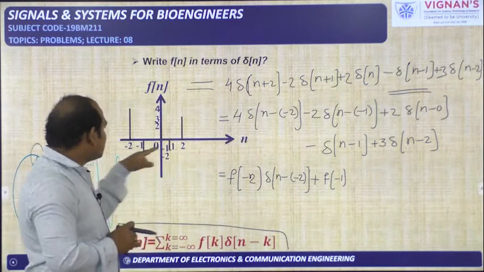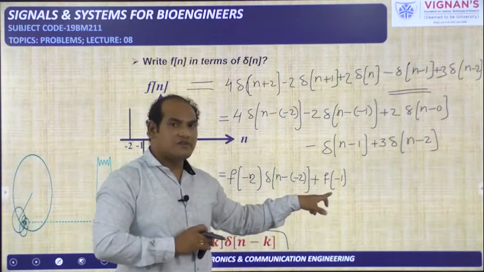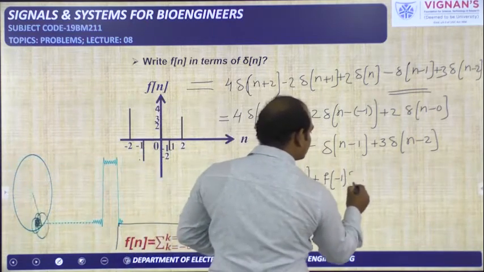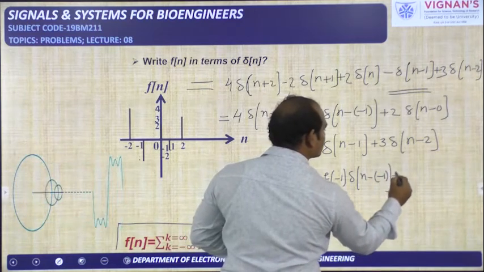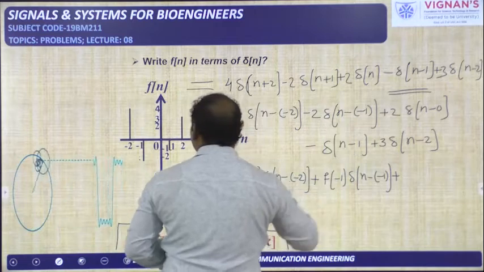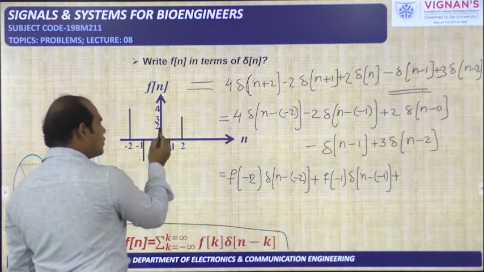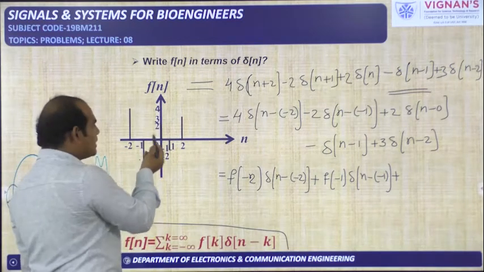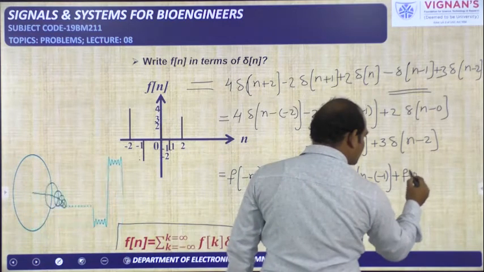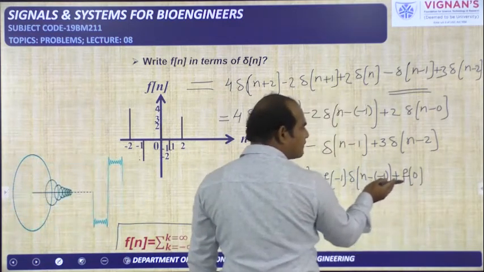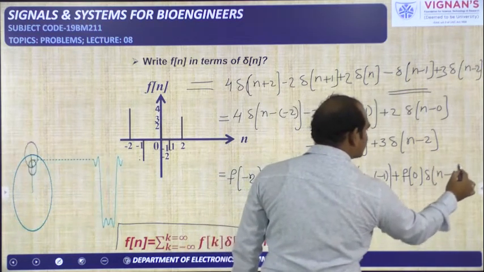So when you take n value at -1, you will get amplitude is -2. So in place of -2 I have written f of -1 del of n minus of -1. Next, this 2 can be written as, this sample is having the amplitude 2, this sample is available at n is equal to 0. So directly it is the impulse signal, impulse with amplitude 2. So this can be represented as f of 0, value of the signal f at n is equal to 0, that is 2. So it is del of n minus 0.